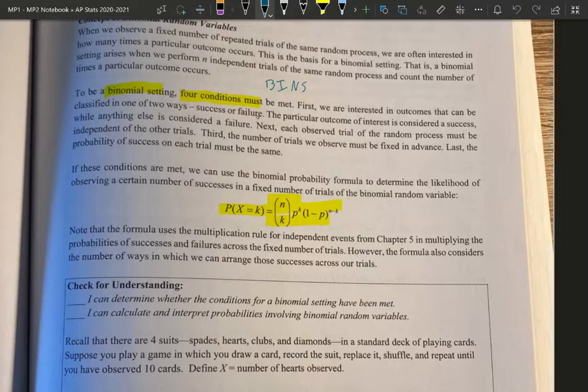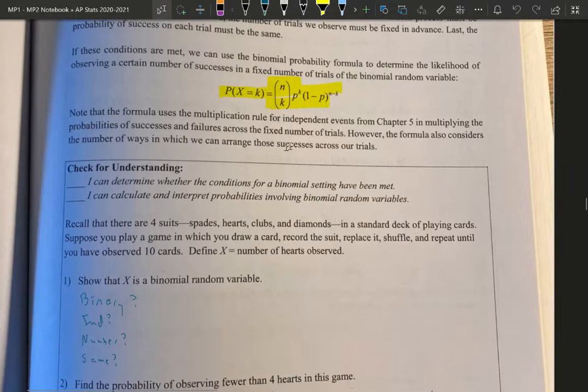You have first, success or failure, that's binary. Next, you have observed trial of the random process must be independent of the other trials. That means what happens before doesn't have anything to do with what happens after that. Third, the number of trials we observe must be fixed. And last, the success on each trial must be the same. All right, if conditions are met, use this formula, or you can go ahead and use the calculator, right, which is what we did in class often because it's a little bit of a confusing formula.